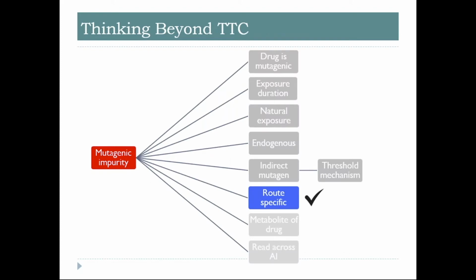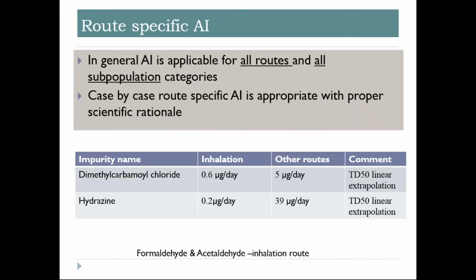So the next concept is route-specific acceptable intakes. As we all know, as per ICH M7, the derived acceptable intake is applicable for all routes and all subpopulations. This is in line with the other ICH guidelines. For example, ICH Q3C, which is for solvents, gives one toxicology limit for all the routes, while ICH Q3D, which is for metals, gives route-specific toxicology limits for oral, parenteral, and inhalation routes.